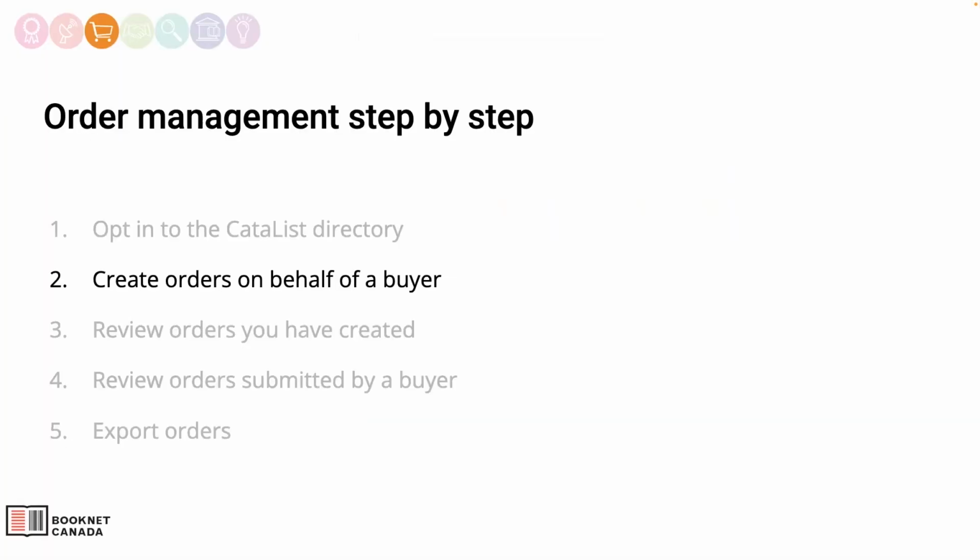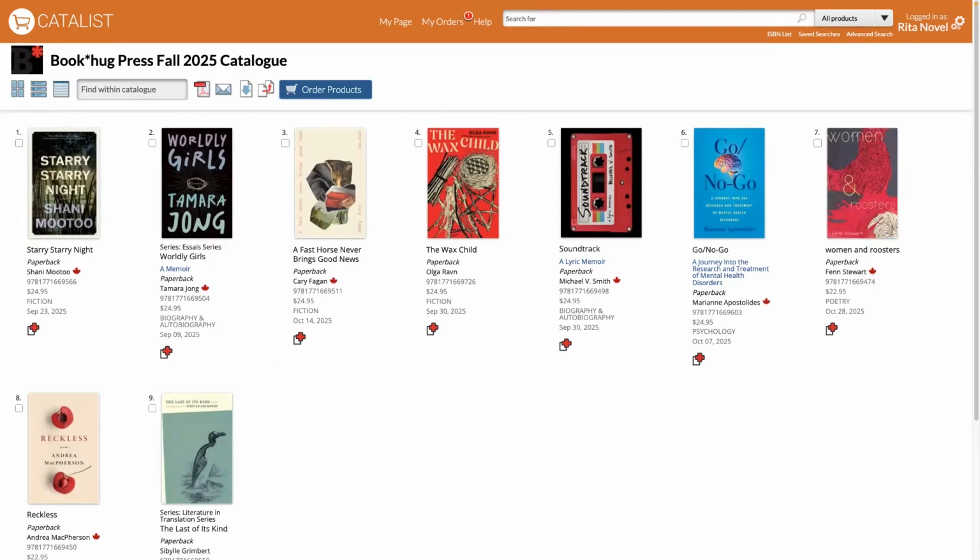It is important to discuss the ordering workflow that works best both for you and for your accounts. Depending on the workflow you establish, you may decide that it makes sense to create orders on your buyer's behalf. You can access CataList ordering functionality from any catalog or title detail page by clicking the Order Products button. You'll have the option of continuing an existing order or starting a new one.